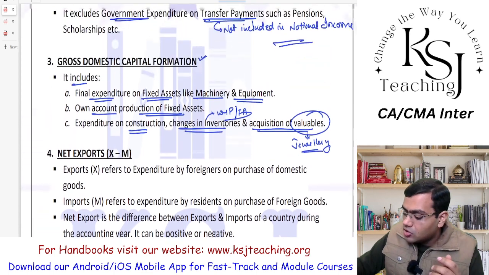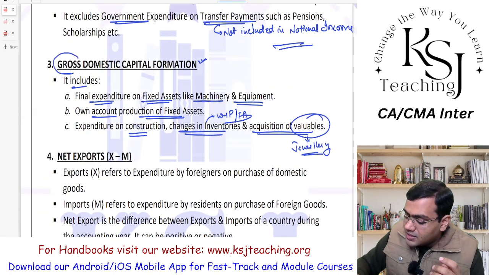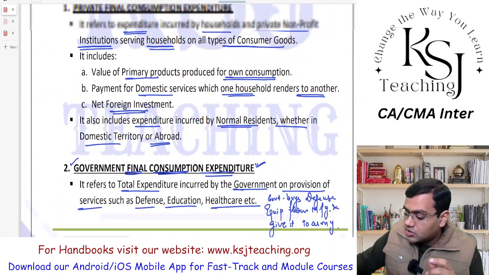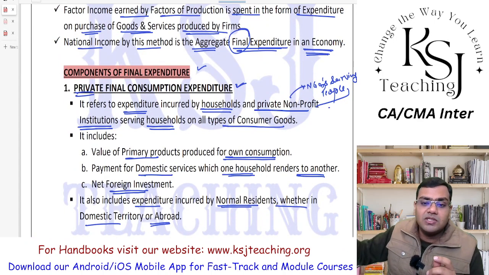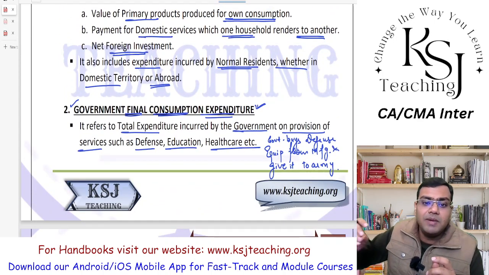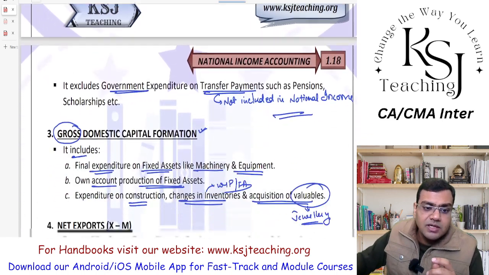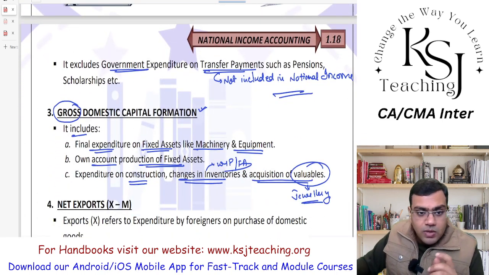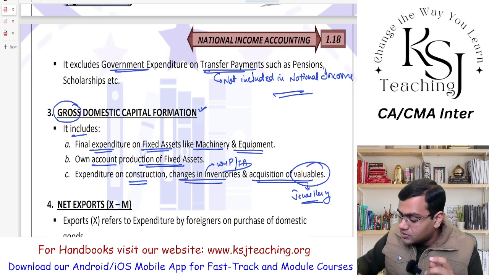So he says gross domestic. Gross means here you have to consider the depreciation. Be very careful what he is saying. Here the first part was the private final consumption expenditure. Second was the government final consumption expenditure. Then the third is gross domestic capital formation. Two words are important here. One is the gross here.